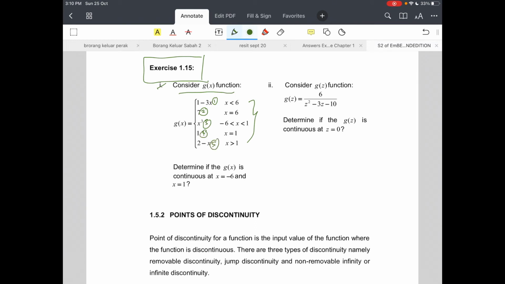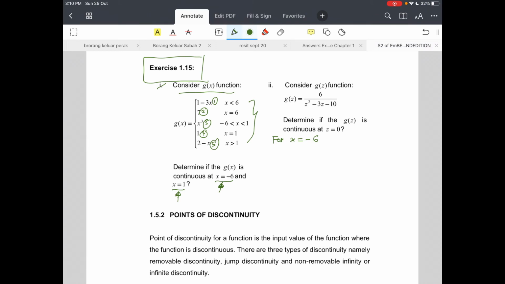Okay, 5 functions altogether. So determine if g(x) is continuous at x equals -6 and x equals -1. So in this question, you actually need to solve 2 problematic points, which is first x equals -6 and second x equals -1. Because of the time limit, we probably just discuss how to answer x equals -6. As for x equals -1, you can try to do it on your own. I will give you the answer later on. So we solve for x equals -6.